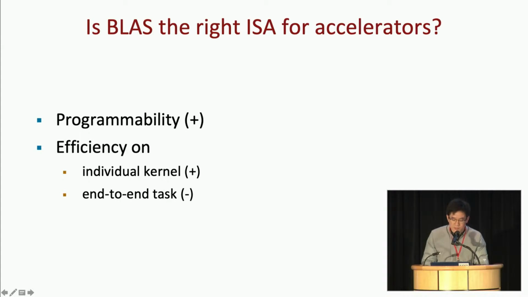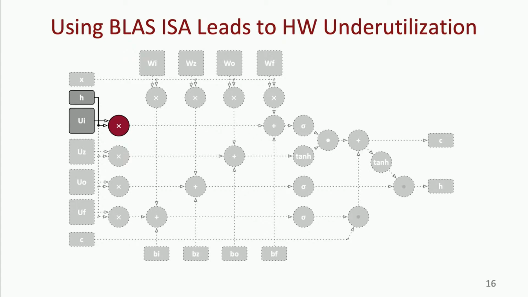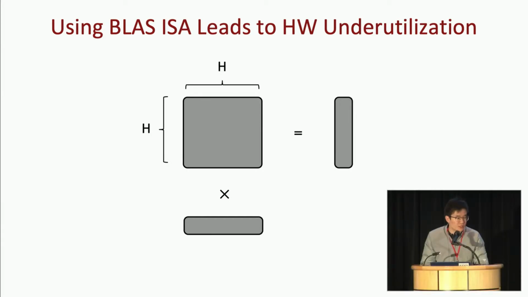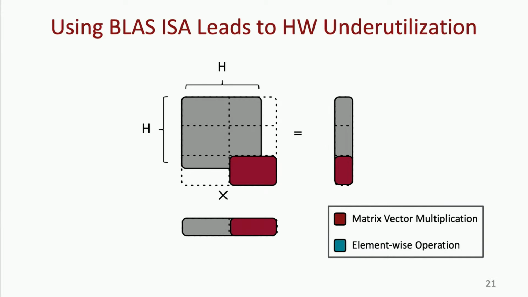Now, let's zoom in to the inefficiency introduced by using BLAS abstraction when serving an RNN kernel. First, let's look at the matrix vector multiplications in this RNN. The size of the matrix is h by h, where h is the number of hidden units, and the size of the input vector is h. A BLAS accelerator usually blocks on both dimensions of the weight matrix. In this example, I show a BLAS accelerator that can complete the matrix vector multiplication operation in 6 iterations. And as you can see in here, this BLAS accelerator is underutilized due to misalignment on both dimensions of the weight matrix.